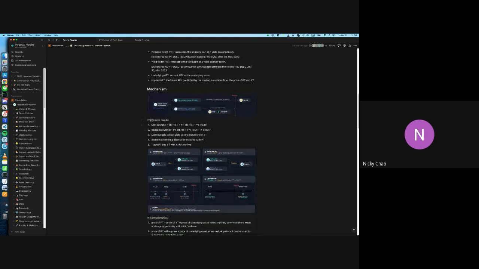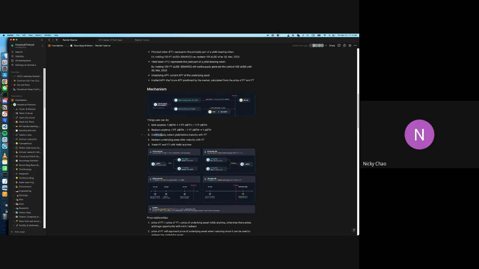Okay, so there are some things you can do on the platform. First, at any time you can use your one stETH to mint one PT and one YT. And also you can redeem anytime. So anytime if you hold one PT token and one YT token, you can redeem it into one ETH. And these two actions can be done anytime.